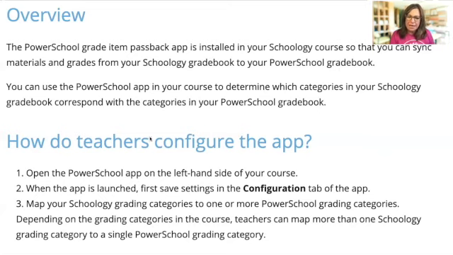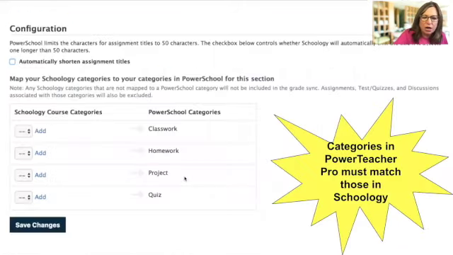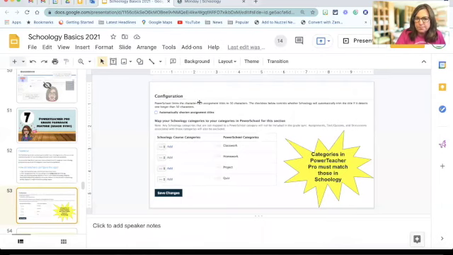But basically, that app is on the left side of your course. When you launch it, it is going to have you map your grading categories. So let's take just a minute and talk about what that means.